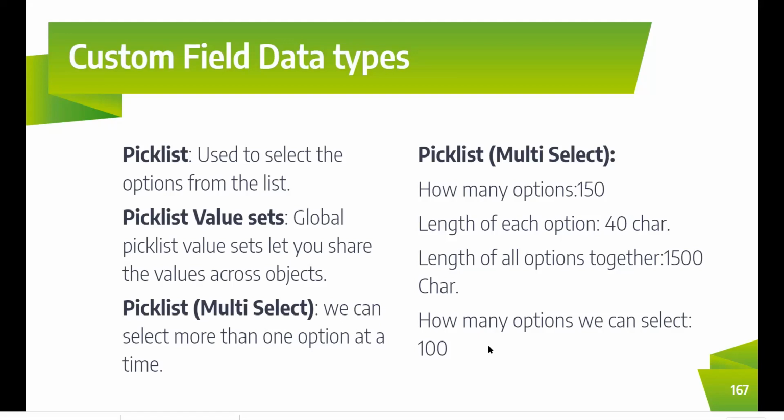Pick list multi-select, right? You can select more than one item here, for which you can go for pick list multi-select. So when it comes to pick list multi-select, we can select more than one option at a time. So maximum, how many options can you select? 150. Length of each option can go up to 40 characters. Length of all options together is 1500 characters. How many options can we select? At the maximum, we can select 100 characters.